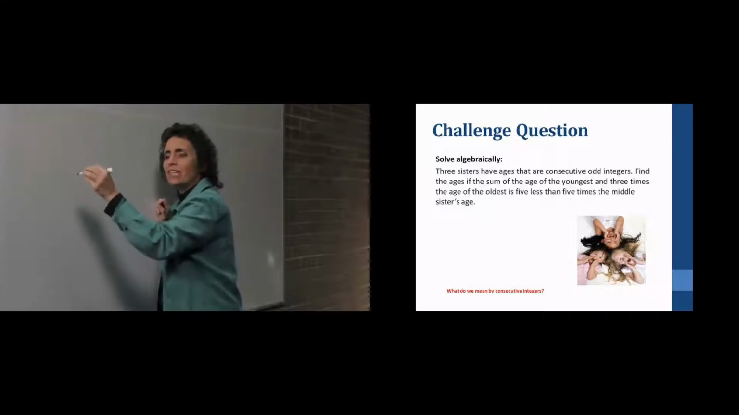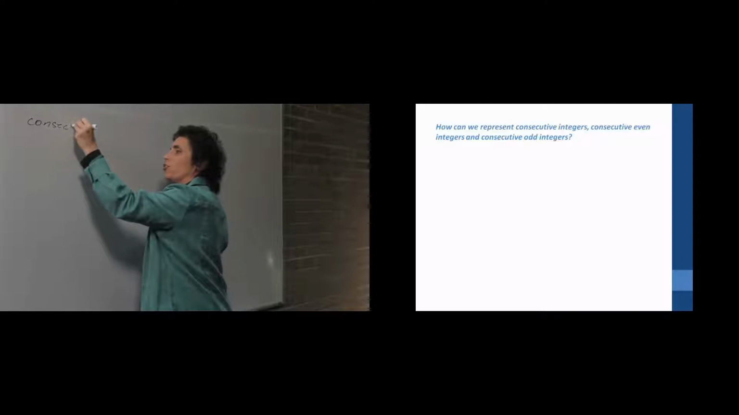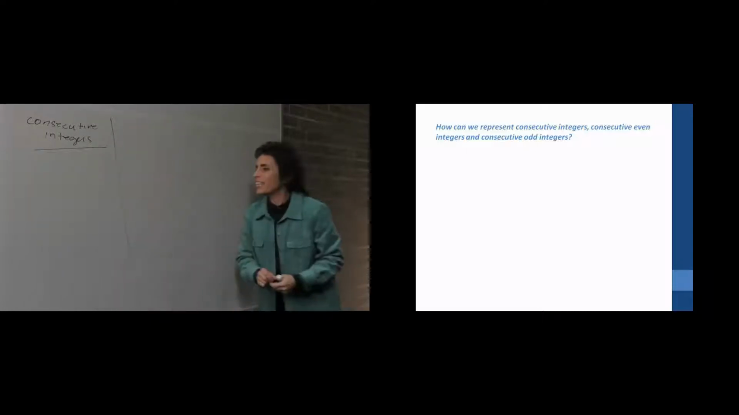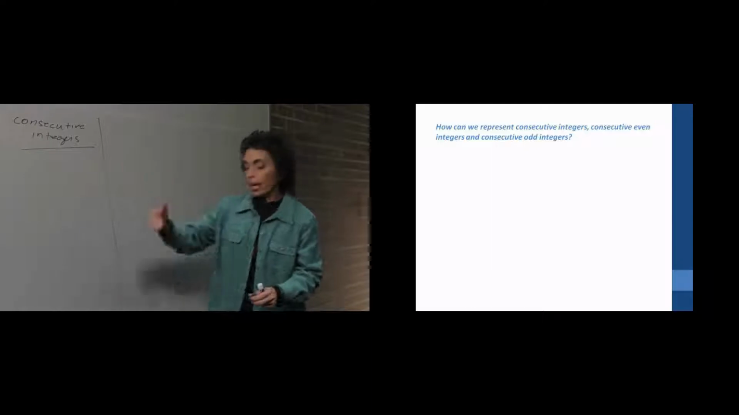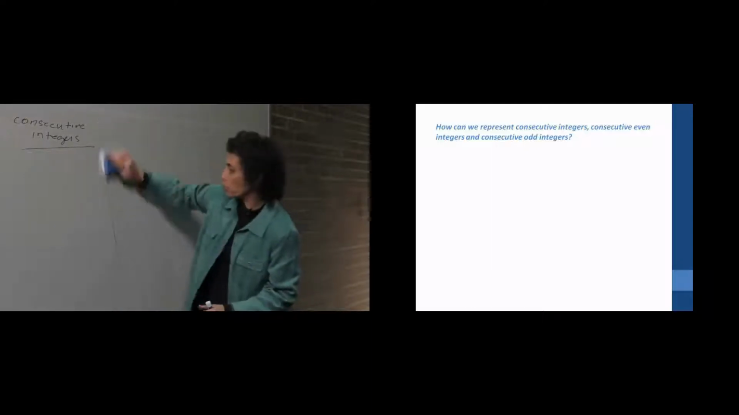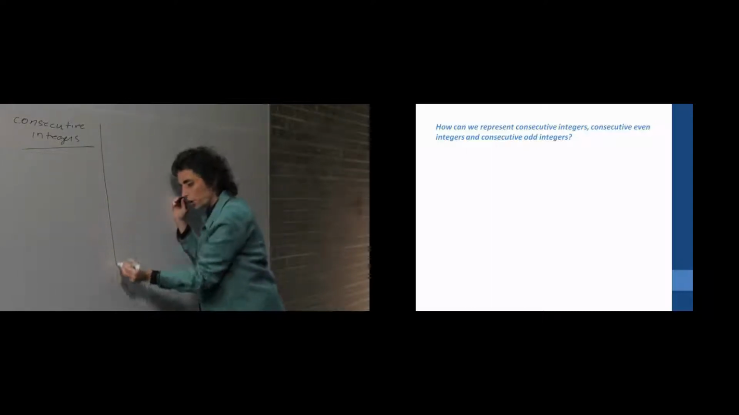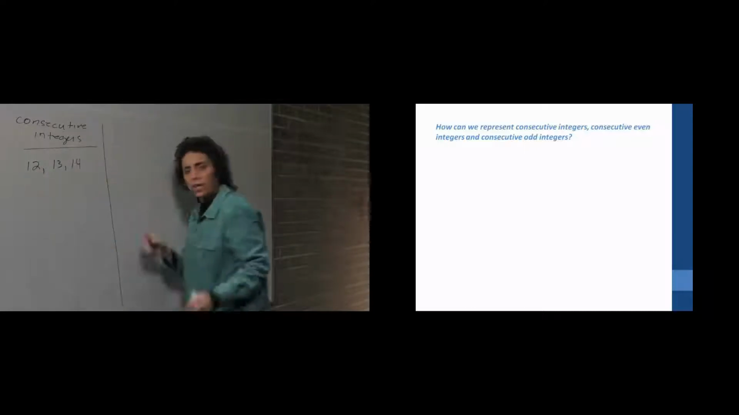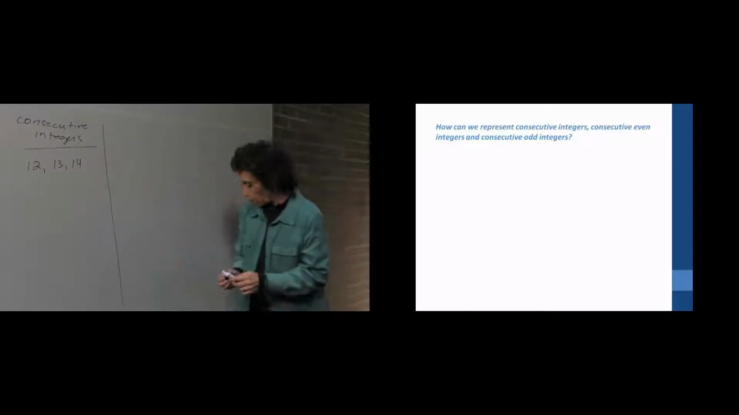Let's talk about consecutive integers, consecutive odd integers, consecutive even. So let's talk about consecutive integers first. Let's try to give an example. Consecutive integers are just that. They're integers that come one right after the other. Maybe 1, 2, 3, 7, 8, 9, 12, 13, 14, anything that comes consecutively. No fractions, no decimals, because they're integers, if you remember that.